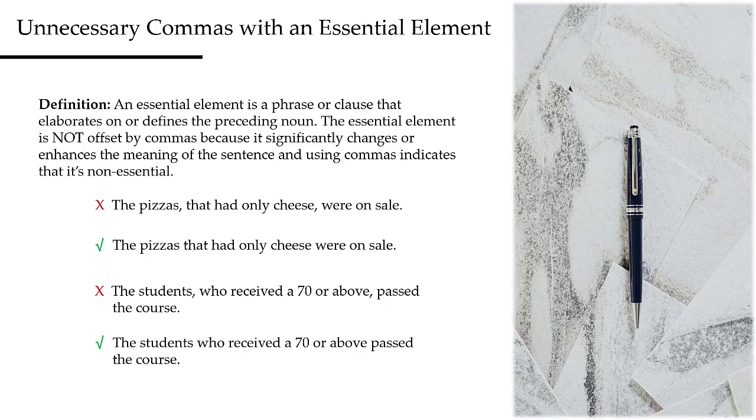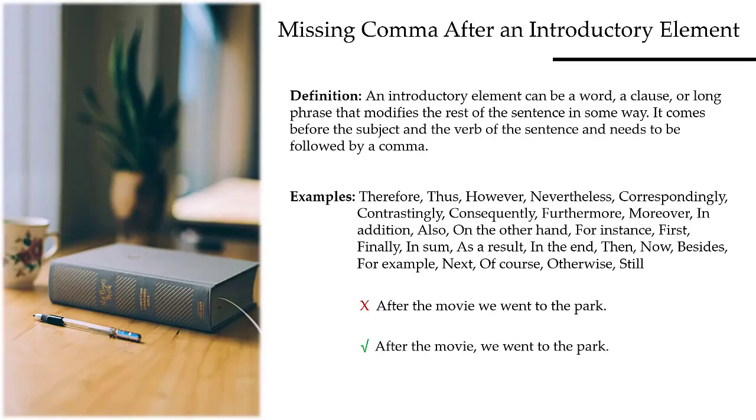That would imply that all the students passed the course, when really we mean only those students who received a 70 or above passed the course. So in this case, we should remove the commas to say the students who received a 70 or above passed the course. So another error is missing comma after an introductory element.